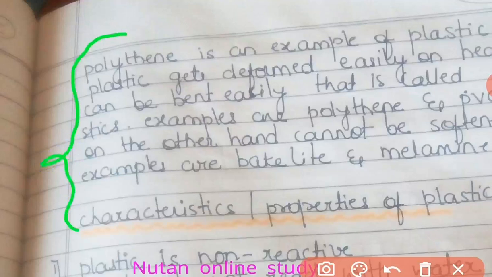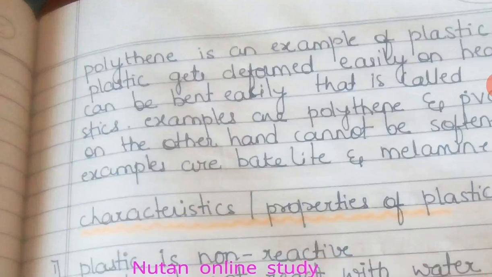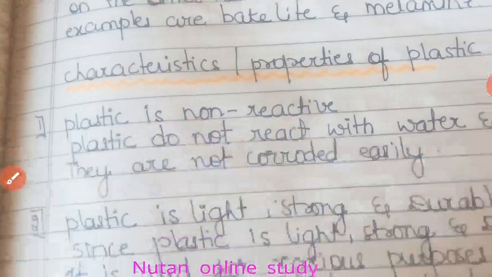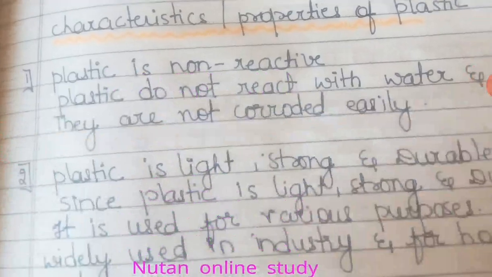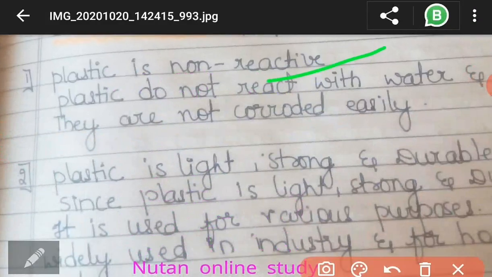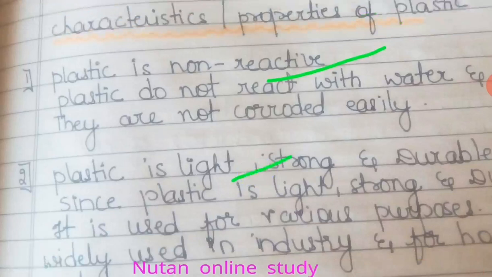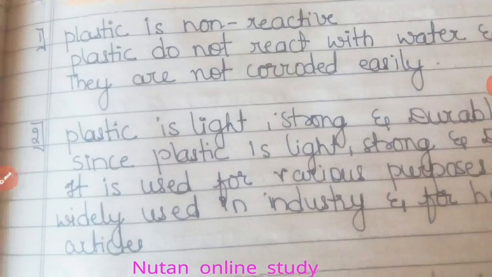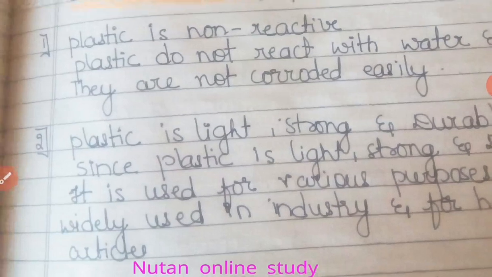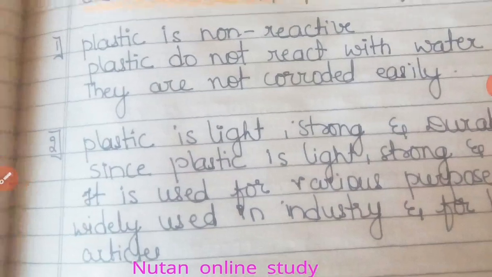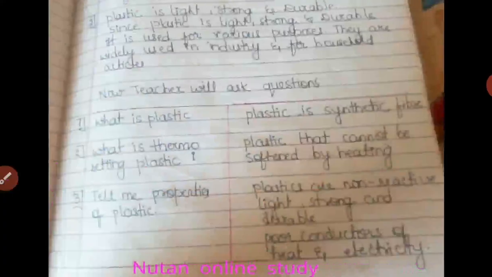And after that we have to teach students the characteristics or properties of plastic also. So here you can see characteristics, properties of plastic. Plastic is non-reactive, plastic is light, strong and durable, okay? So we have to explain everything properly to students like this. We have to teach them for about 6 to 7 minutes.